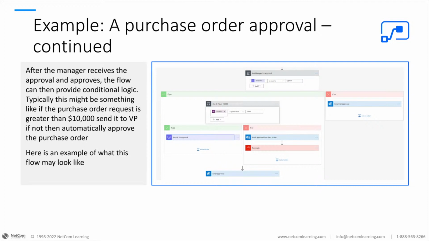Now, this could be the same whether we're doing, in this particular case, purchase orders, or we could be doing it as an expense, or invoice approvals. There's a number of different things that we could set up the approvals to work with and complete within the environment.